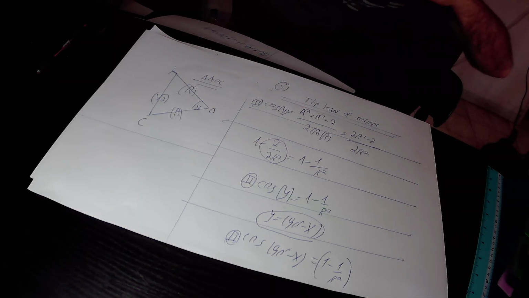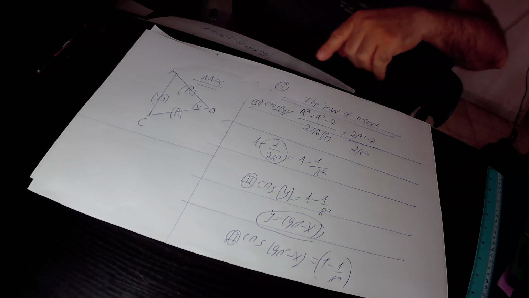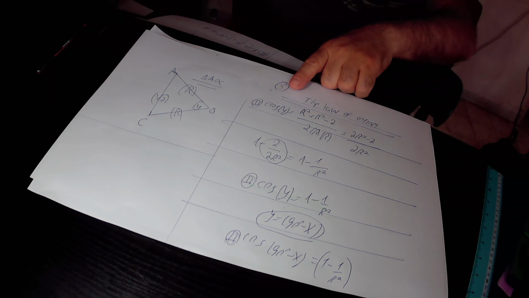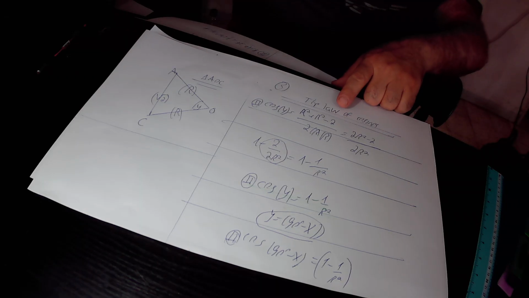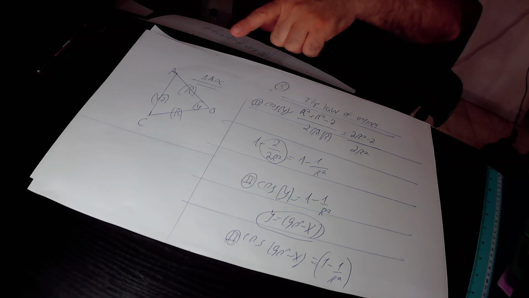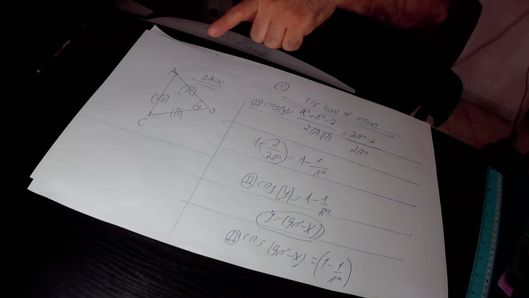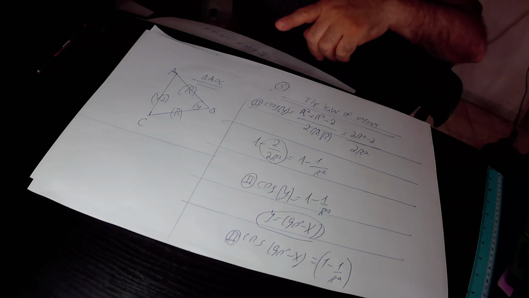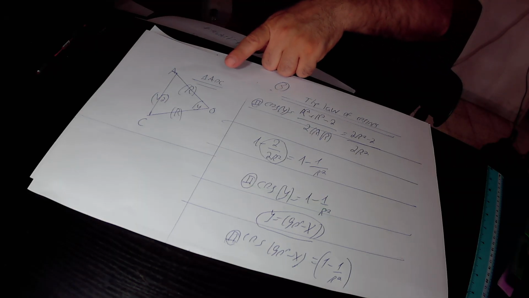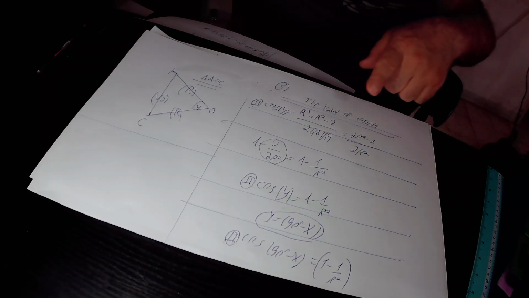So according to the law of cosines, the following equation is true: cosine Y equals AO squared, AO is R, therefore AO squared is R squared, plus OC squared, OC is R, therefore OC squared is also R squared, minus CA squared. CA is square root of 2, therefore CA squared is the square root of 2 squared, that is 2. Divided by 2 times OA, that is R, times OC, that is also R. So it is 2 times R times R.